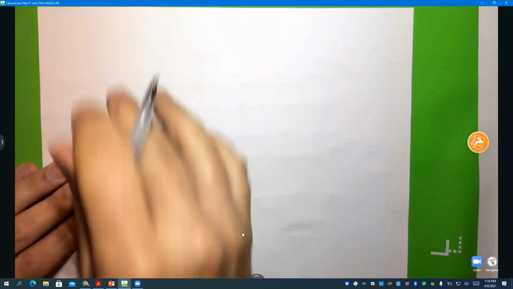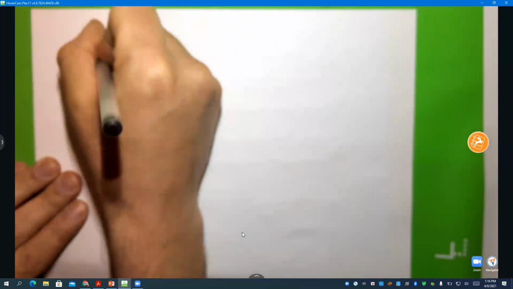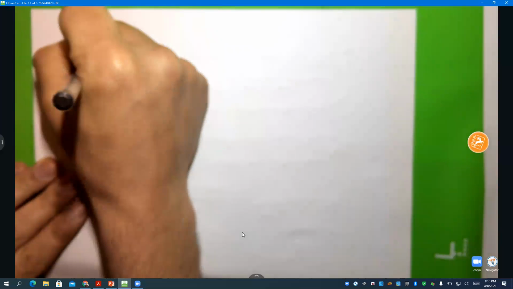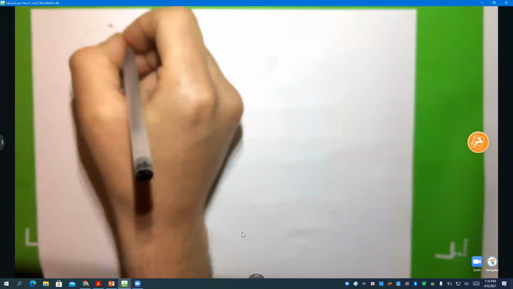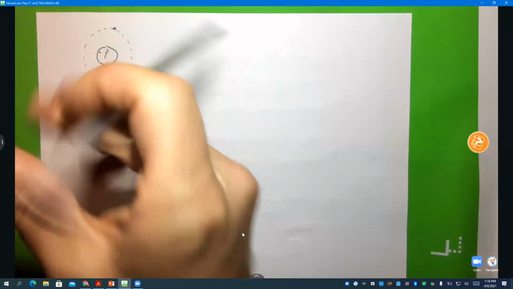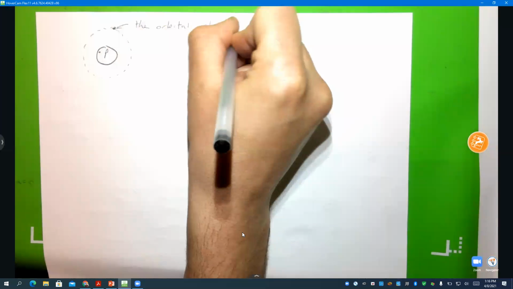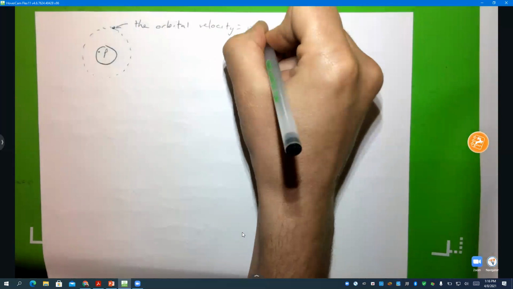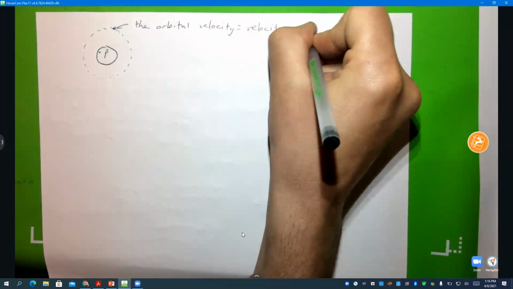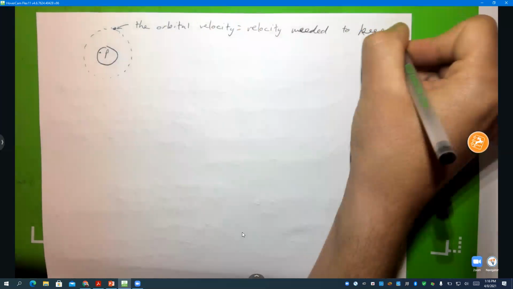So, if we have this planet, and we can have some object circling it at some speed, we can determine the orbital velocity, which is velocity needed to keep a constant orbit.